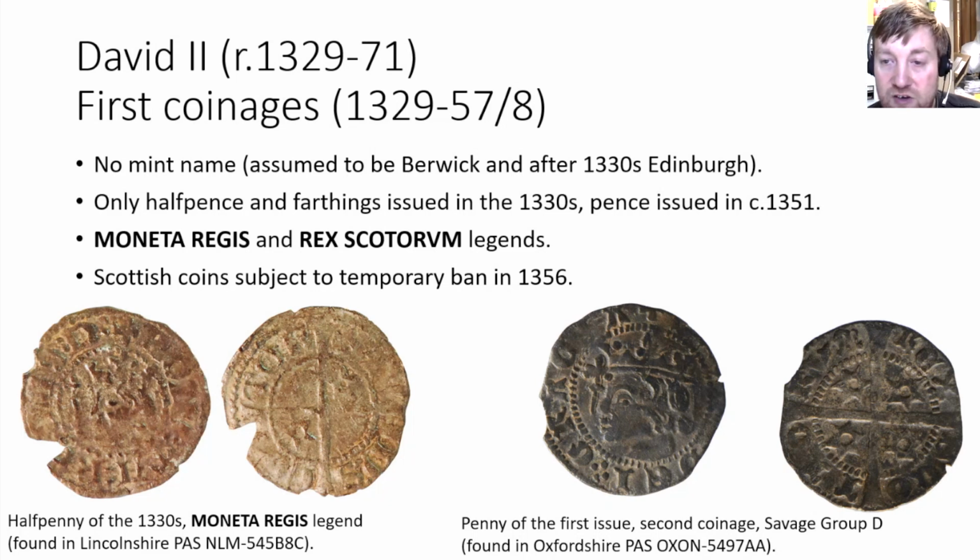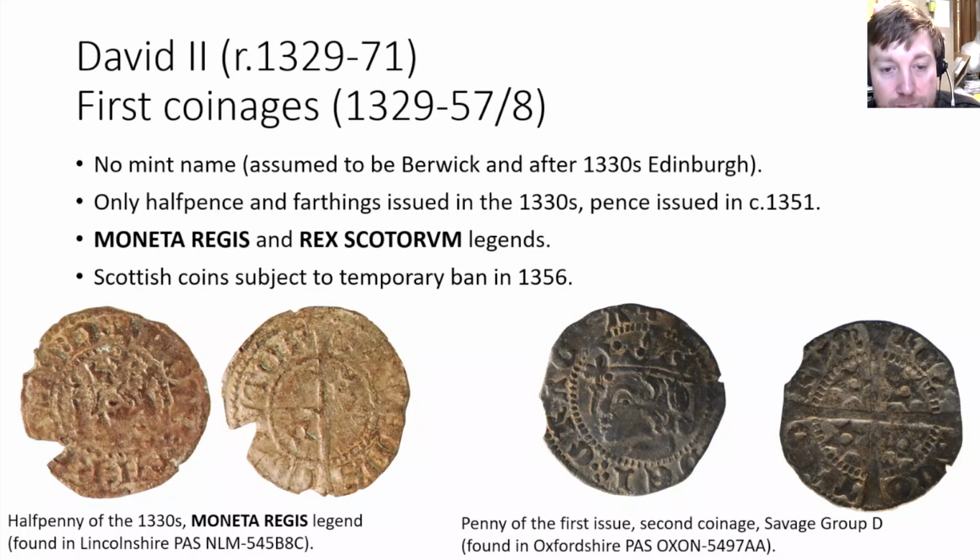But what is also interesting is that with the pence issued from 1351 to 1357, the Scottish coins were subject to a temporary ban in 1356, when Edward III instructed his sheriffs not to accept these coins because of their deficient weight and fineness. And silver testing done by the Society of the Antiquaries of Scotland in the 19th century shows that the silver content was actually the same as the corresponding English issues. But what is needed is more up-to-date silver testing to actually confirm this. So this is the first notion or documentary evidence we have of Scottish coins being banned from England.